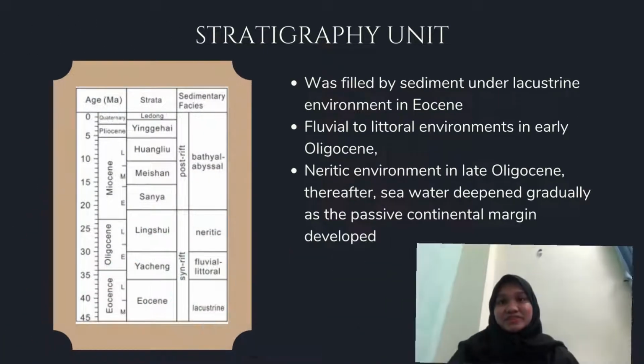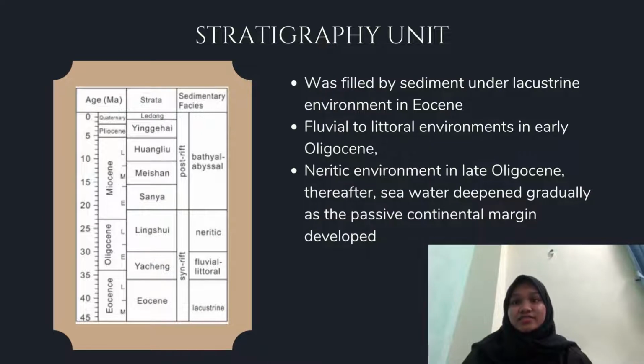From the diagram above, we can see that there are 8 Cenozoic stratigraphic units that have been identified and named by CNOOC. This includes Eocene formation in the 45 to 36 million years ago, Lingshui formation in early Oligocene, Liushu formation in late Oligocene, Sanya formation in early, Meishan formation in middle Miocene, Huangliu formation in late Miocene, Yinggehai formation in Pliocene, and lastly Ledong formation in the Quaternary.